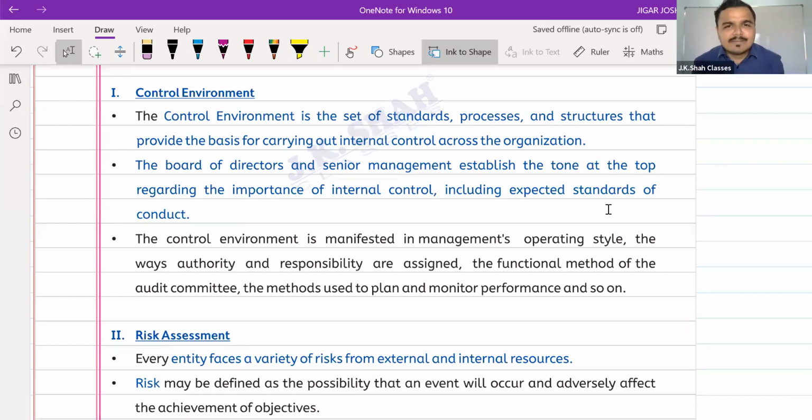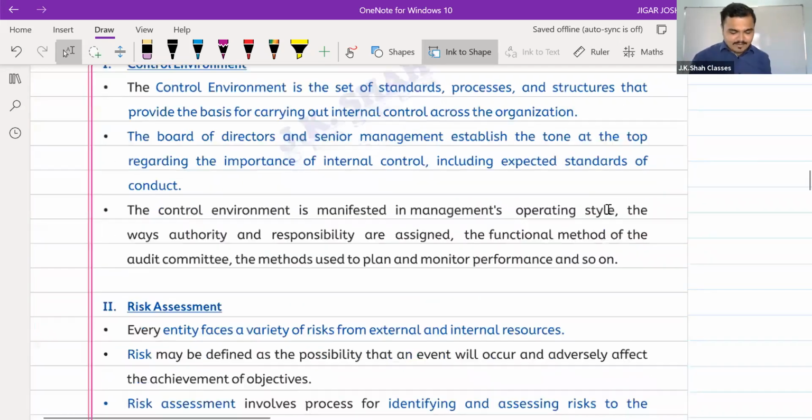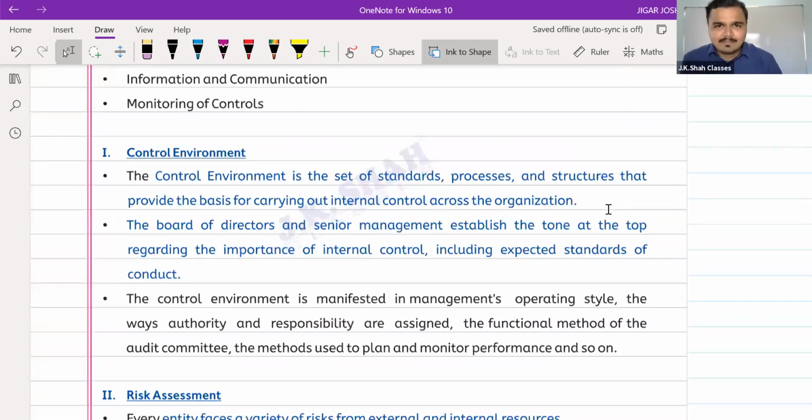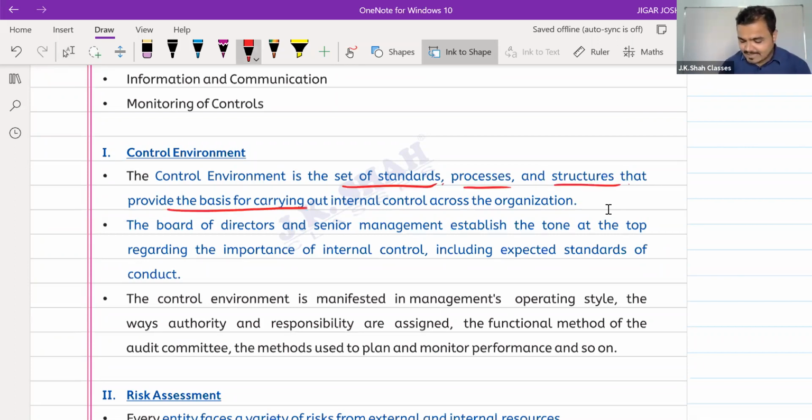Sir, if the internal team is strong, if my board of directors is superb, if my management is superb, and if they are ready to take the risk, then definitely we can take any risk, and we can also design controls which are very fantastic. Do you agree with me? Yes, sir. So the first thing which allows me to take the risk is my internal team. And if I want to apply the controls, then the first control should always start with your environment. Control environment is nothing but a set of standards, processes, and structures that provide the basis for carrying out internal control.